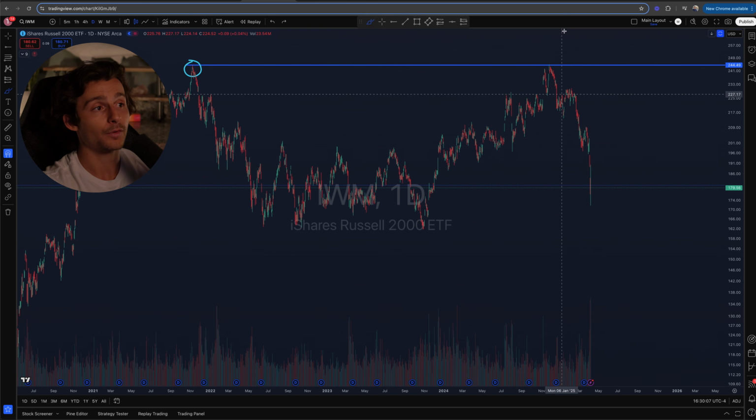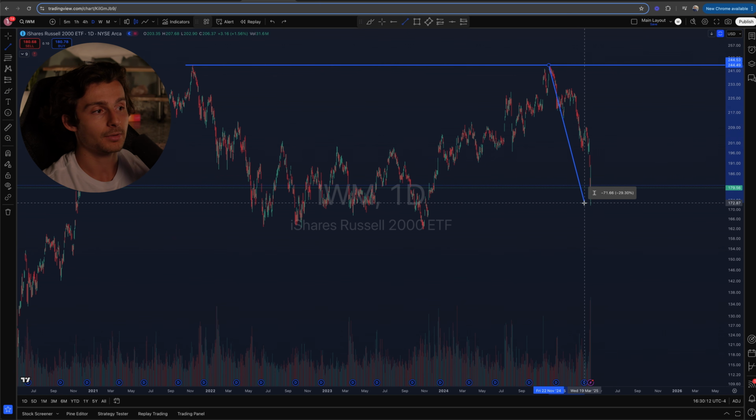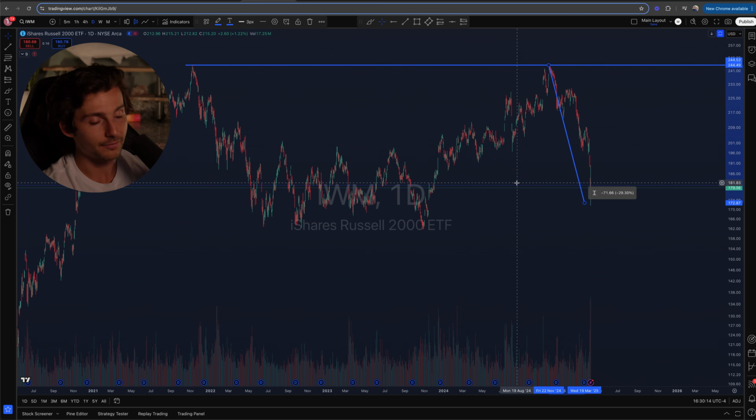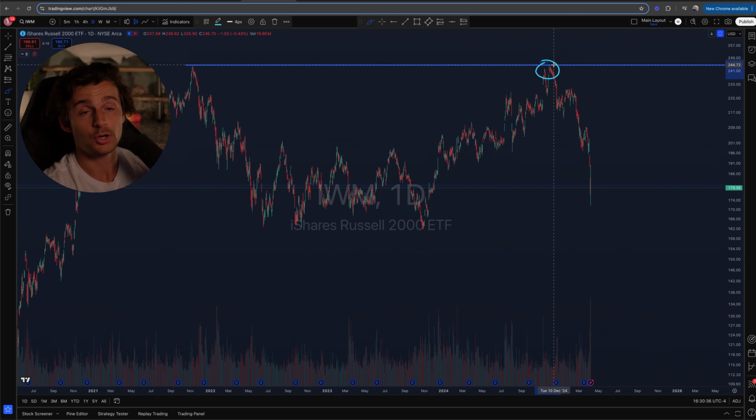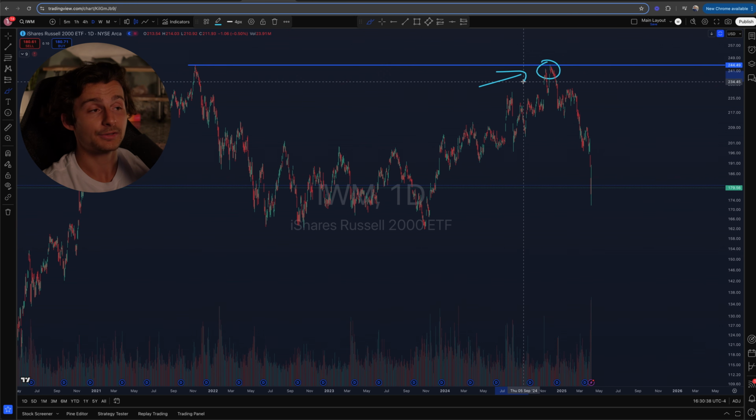And not only did we roll over, but that area has now held up as a very strong key level because the market dropped like 30% off of that high, which is kind of crazy in a couple of months. So that rejection is showing us that key level absolutely matters.